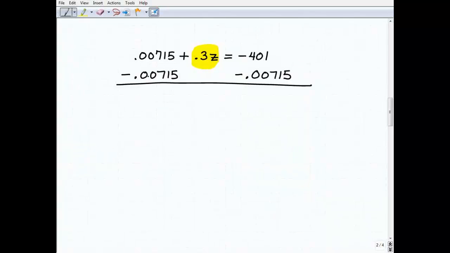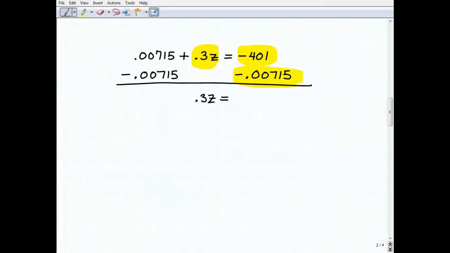All right, so when I subtract this negative 0.00715 from both sides, I'm going to get 0.3z equals, so now in my calculator I'm going to have to go negative 401 plus a negative 0.00715. Now if you don't want to deal with the negative signs in your calculator, you can just add these up and keep the negative sign, because the result is going to be negative. As long as you understand your positive and negative number rules, you're going to be fine.